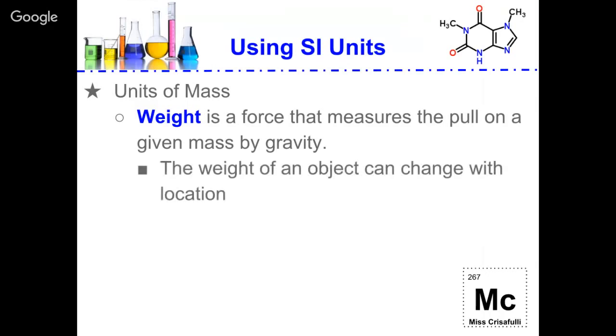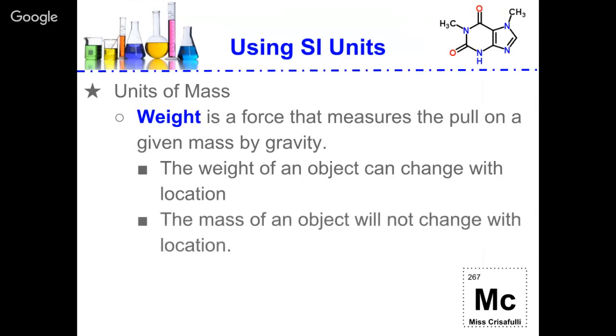The weight of an object can change with location. For example, if we were to go to outer space, the gravitational pull is less, so something in outer space will weigh less, but the mass of that thing will still remain the same. The mass of an object will not change based on location.